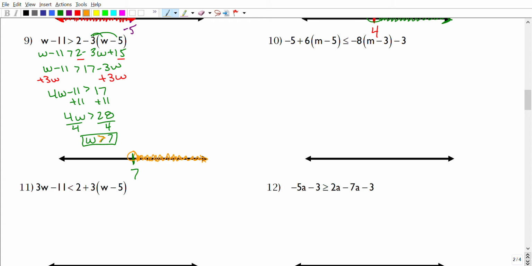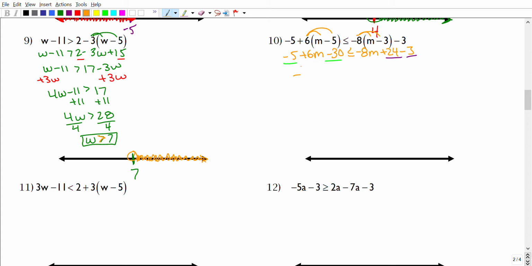So let's see what we get. Distribute right away for sure. You see 2 sets of parentheses, so go ahead and distribute. We get negative 5 plus 6m minus 30 is less than or equal to negative 8m plus 24 minus 3. Can I combine anything on either side of the inequality? Yes, I can. I can combine those two, and I can combine those two.